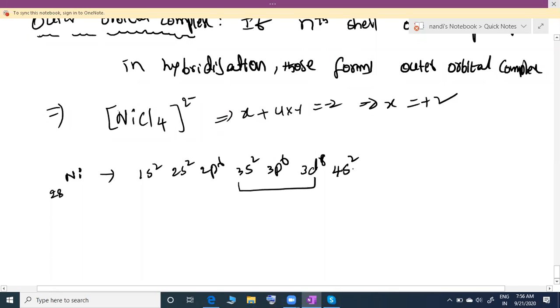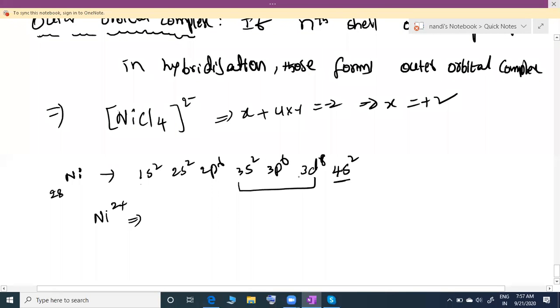So nickel +2 means we remove electrons from the fourth shell, which is the last shell. You have to remove the outer electrons first, not the inner shell. The fourth shell is the valence shell, so you can remove electrons from that. So now we are writing Ni2+.